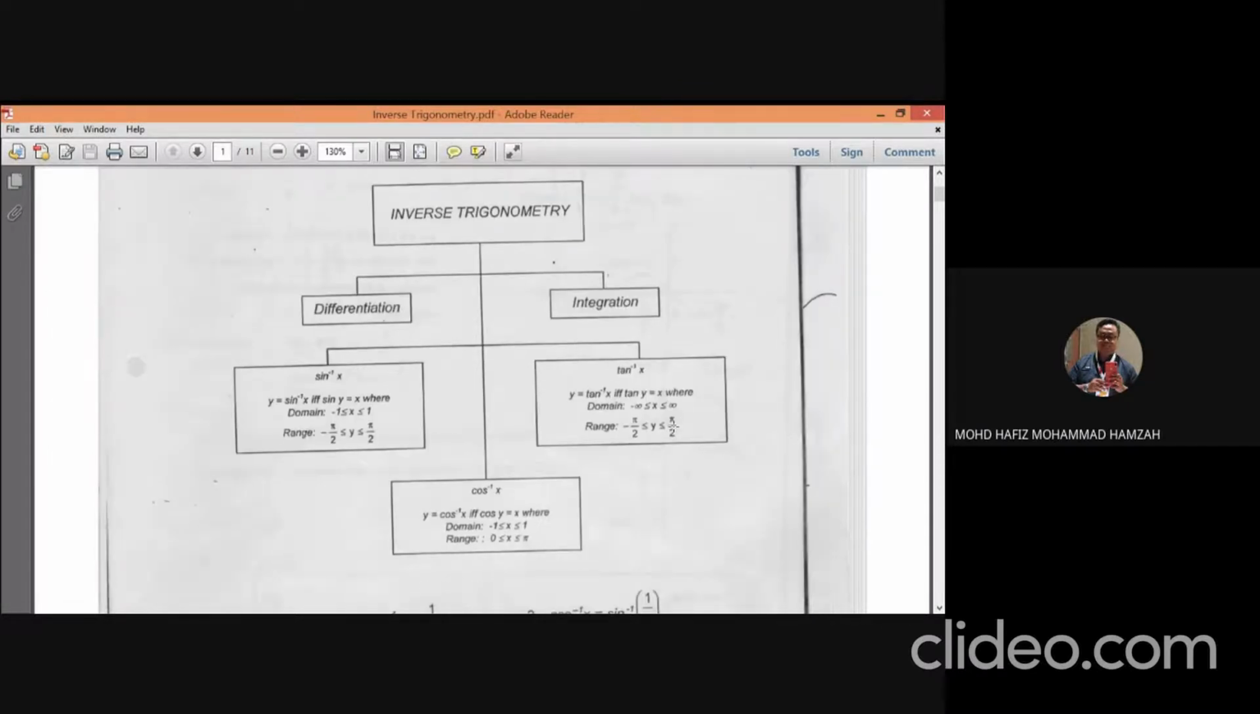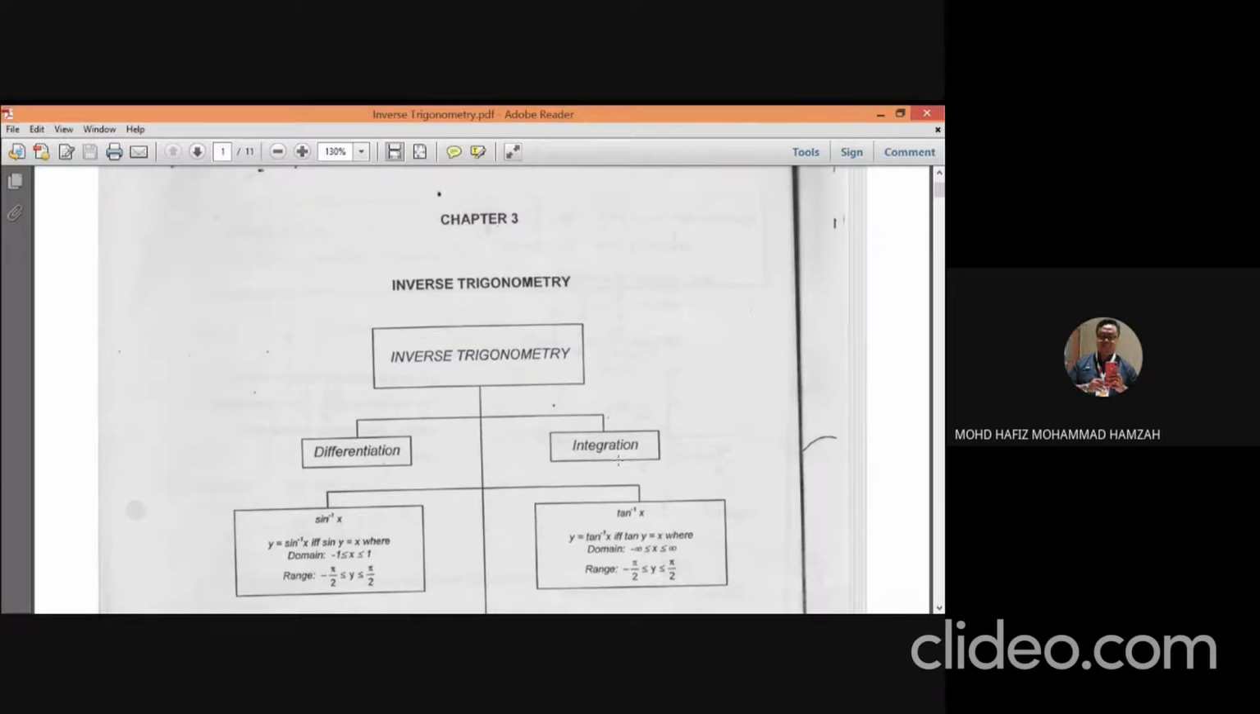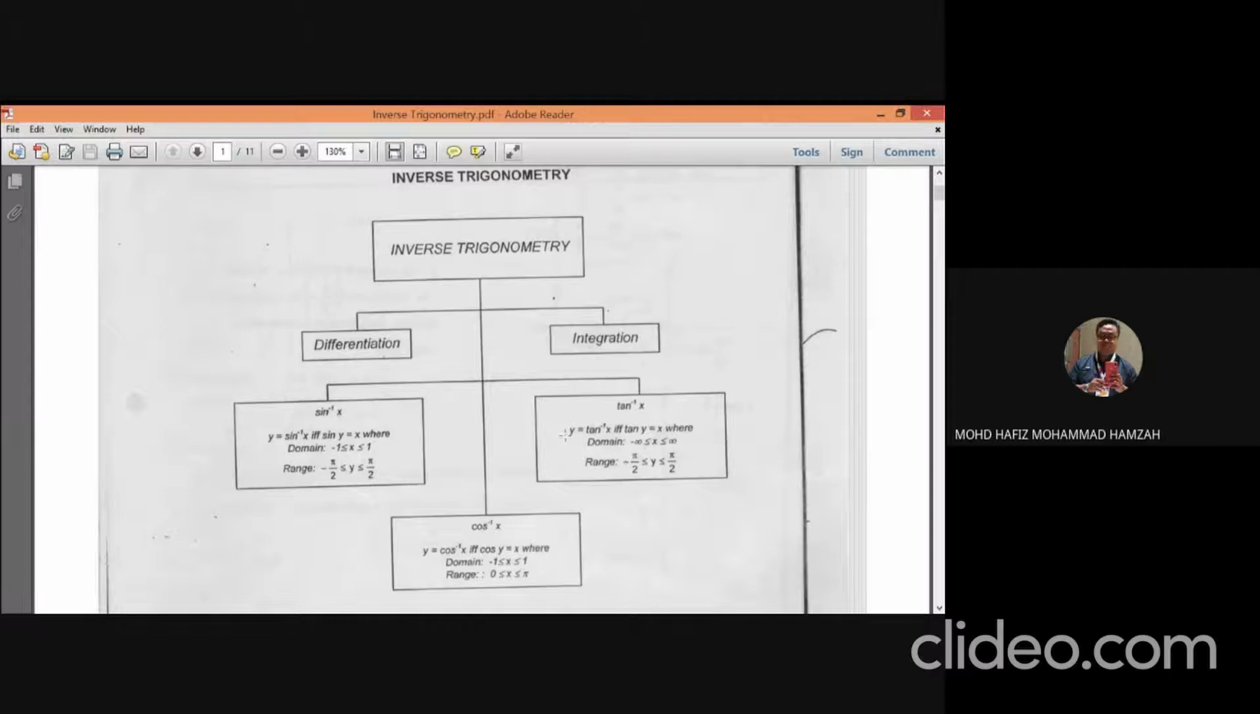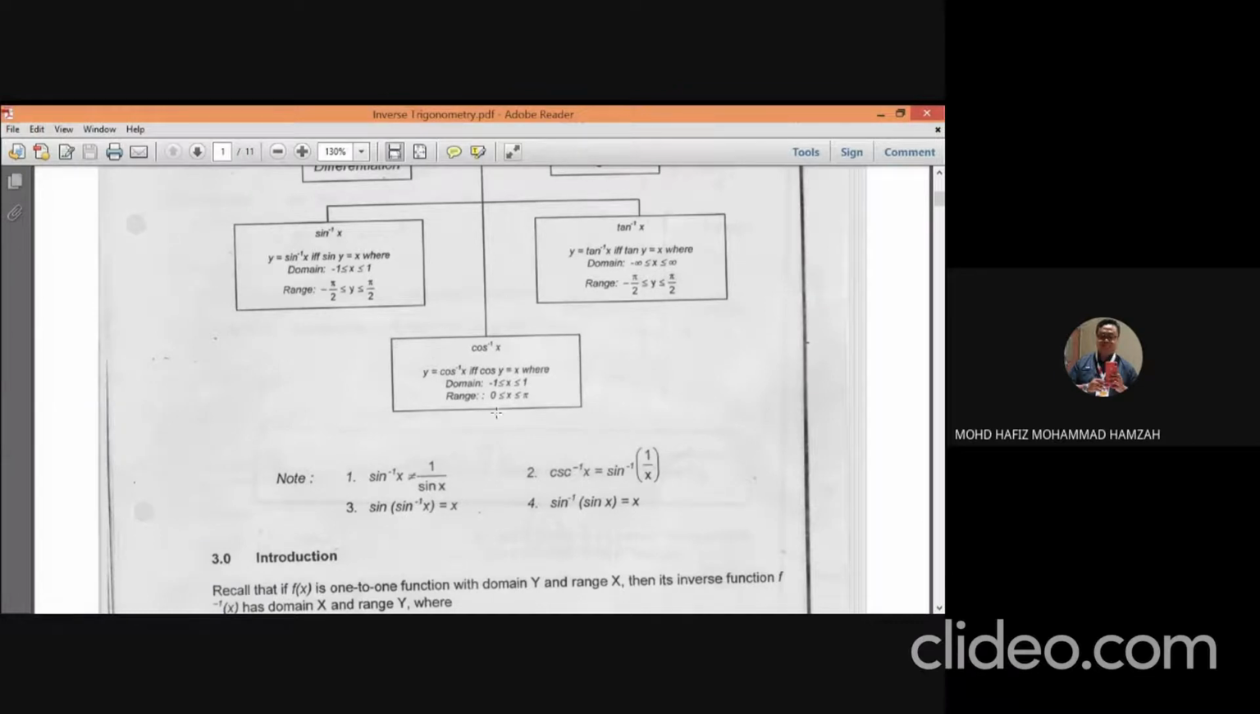So what you have to know from the trigonometry function and the inverse of trigonometry function is we want to find the derivative atau differentiation and also the integration. Integration part is the most thing being asked in calculus 2, differentiation only a little bit, which you need to know in order to apply the integration. Okay, so these are the definition.